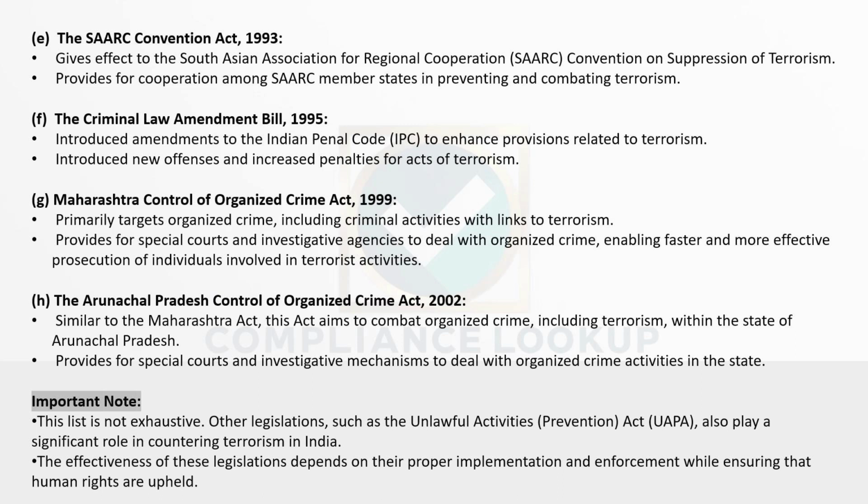6. The Criminal Law Amendment Bill 1995. This bill introduced changes to the Indian Penal Code (IPC) to enhance provisions related to terrorism. Its key provisions are: first, introduced new offences and increased penalties for acts of terrorism. Second, expanded the definition of terrorism to include conspiracy and abetment, helping someone commit terrorism.